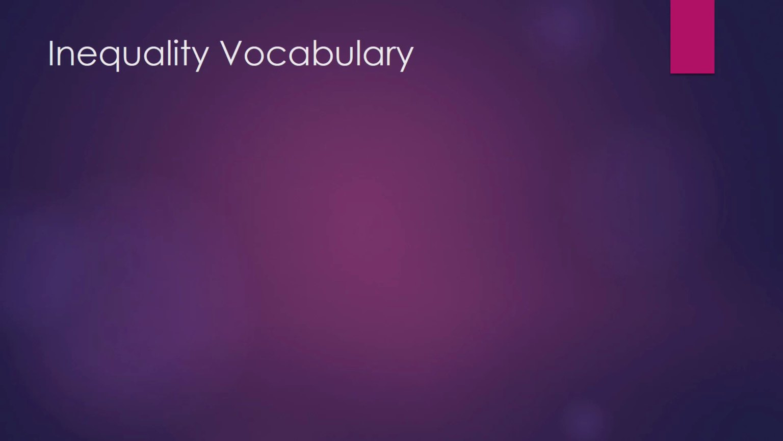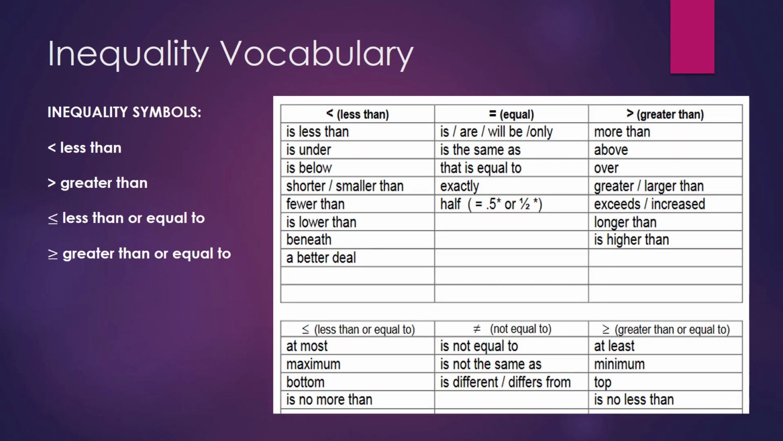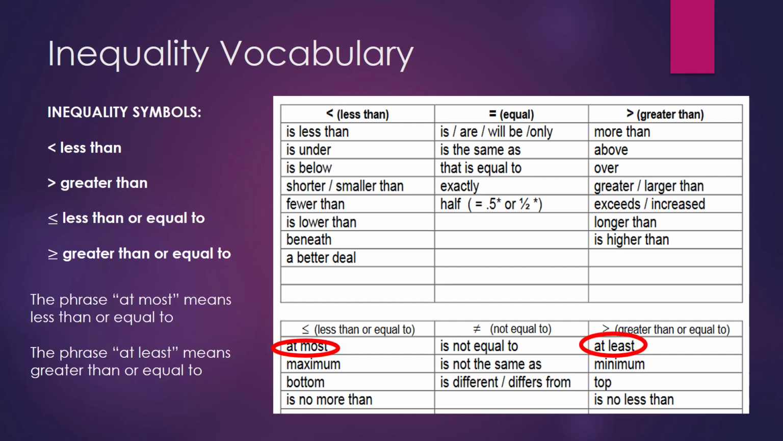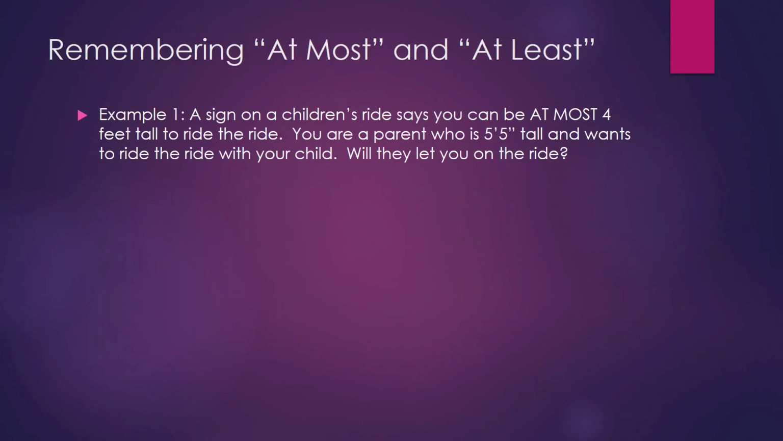Inequality vocabulary. The inequality symbols that are commonly used in mathematics are less than, greater than, less than or equal to, and greater than or equal to. This chart shows you a collection of phrases that represent different equalities and inequalities. The two phrases that we are most interested in this video are at most and at least. Notice that at most means less than or equal to, and at least means greater than or equal to. How can we remember this?